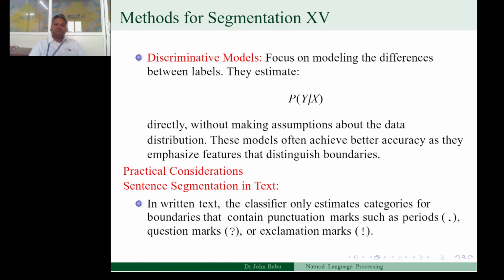So we will see what are the models: local or sequence, generative, discriminative. So we are going to see generative sequence model, generative local classification, discriminative sequence classification, discriminative local classification. Totally four categories we are going to see.